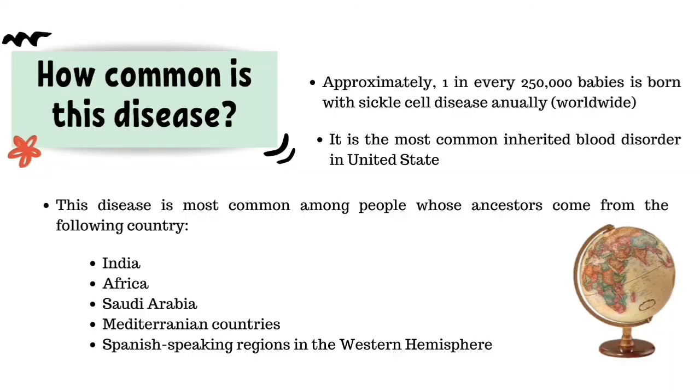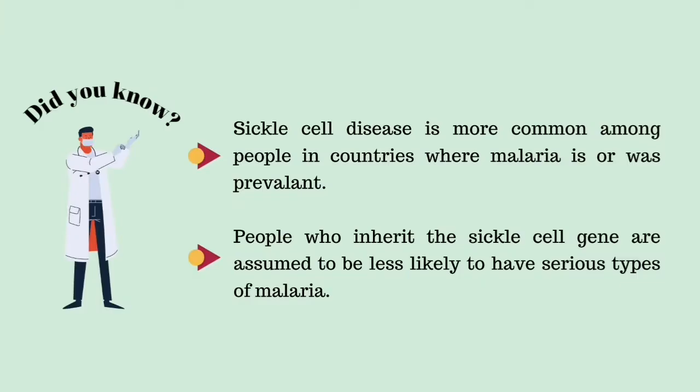How common is this disease? Approximately 1 in every 250,000 babies is born with sickle cell disease annually around the world. It is the most common inherited blood disorder in the United States. This disease is most common among people whose ancestors come from India, Africa, Saudi Arabia, Mediterranean countries, and Spanish-speaking regions in the Western Hemisphere. Did you know sickle cell disease is more common among people in countries where malaria is or was prevalent? People who inherit the sickle cell gene are assumed to be less likely to have serious types of malaria.